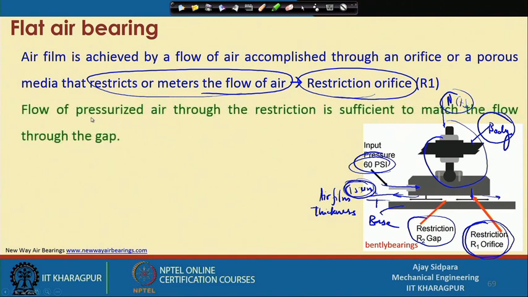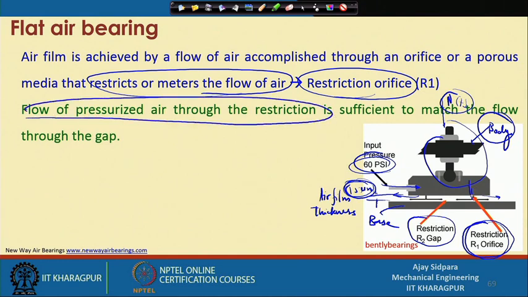Right. So, the flow of pressurized air through the restriction is sufficient to match the flow through the gap. Now, what is happening is that we are actually throwing everything away from this part, right, because we are not collecting anything. So, what we have to maintain is a balance between two things. First is the flow of the pressurized air through the restriction, how much air is coming through this, and how much is passing through this gap, correct.